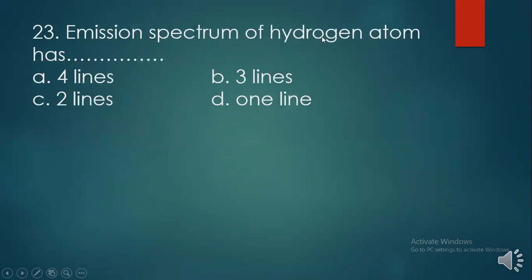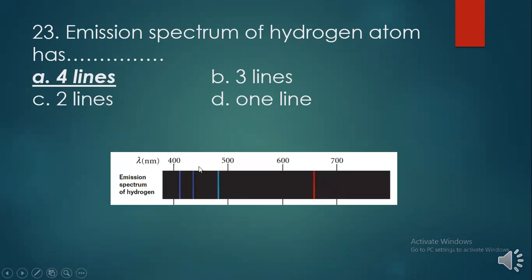Emission spectrum of hydrogen atom has, right? The emission spectrum is when we apply voltage on hydrogen gas, which is found inside the tube. The hydrogen is going to produce specifically 4 distinct lines with very specific wavelengths, which look like this here. This is the emission spectrum of hydrogen specifically. How does it look? 4 lines, as you can see here.